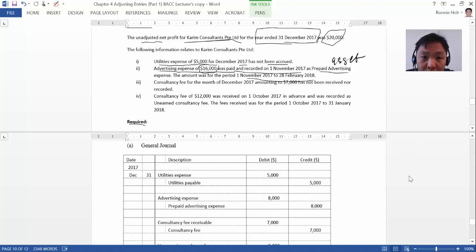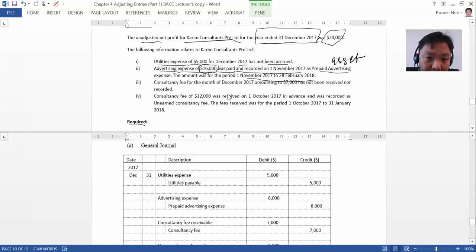So far so good? Now again, if you cannot remember the debits and credits, by now you should be proficient in it since we are now into chapter 4. But nevertheless, if you still need to write out the information of the double entry, please proceed to do so.